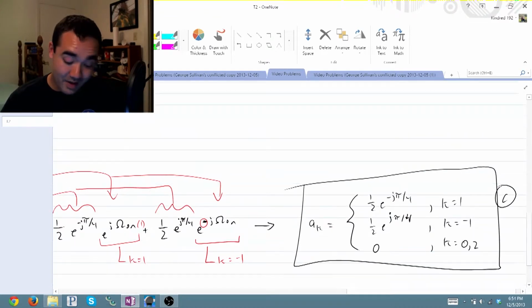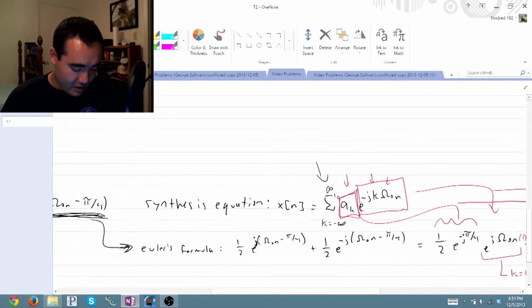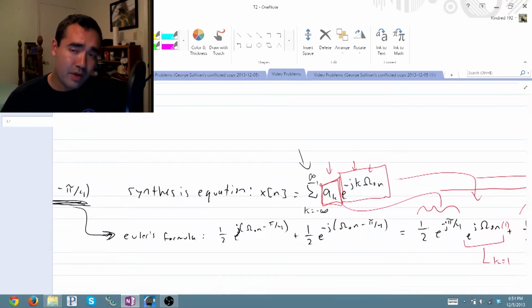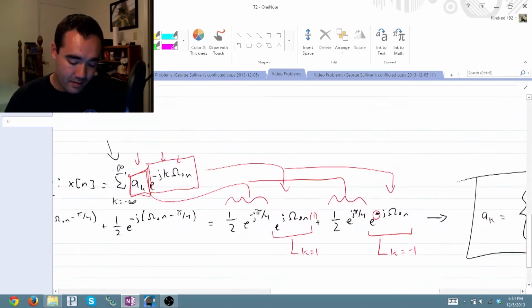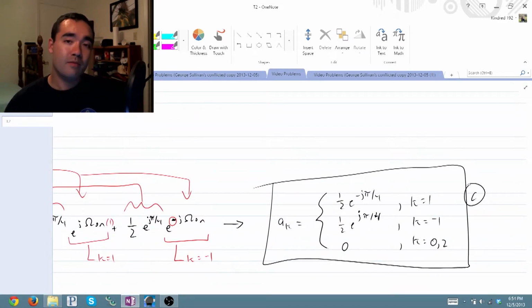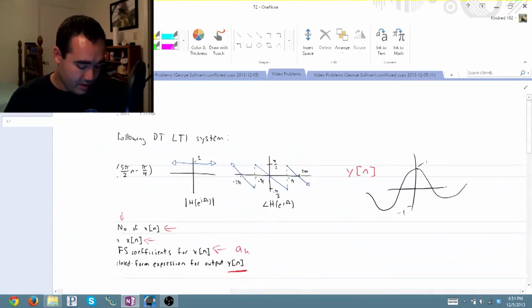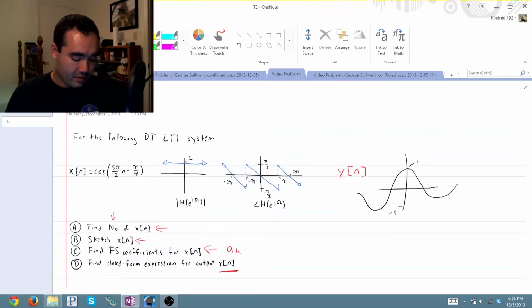And you can see that it took a little bit of work to get here, but the only tool that we needed, the only part of signals that we used, was the synthesis equation. And we got our Fourier coefficients. So what we're going to do now is use these to find the answer to D. And D is right here. It wants us to find the closed form expression for some value y of n.